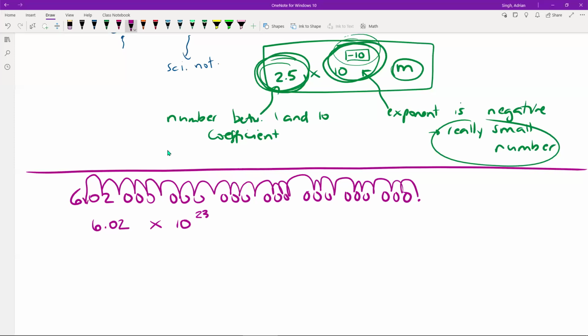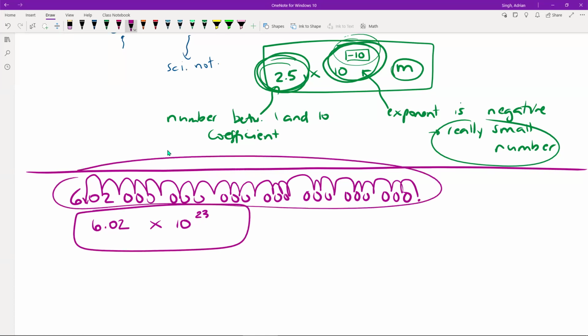And because I moved it to the left, this ends up being a positive exponent. I don't need to put the positive sign, it's understood. So I end up with 6.02 times 10 to the 23. That's this number here, which took me a long time to write, but I can write it more concisely using scientific notation.